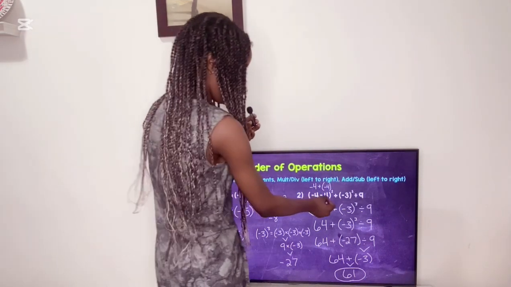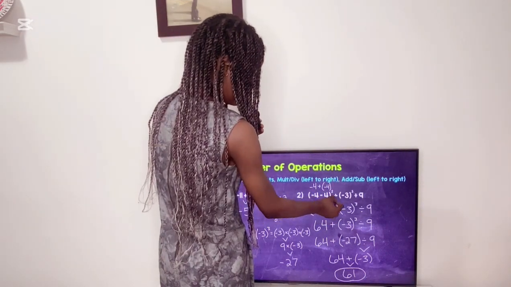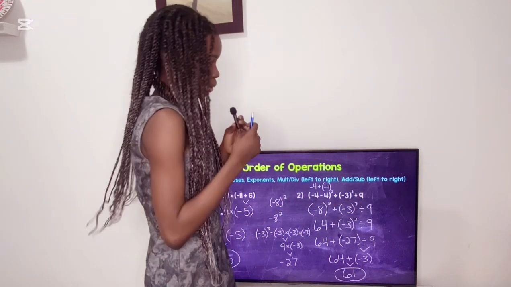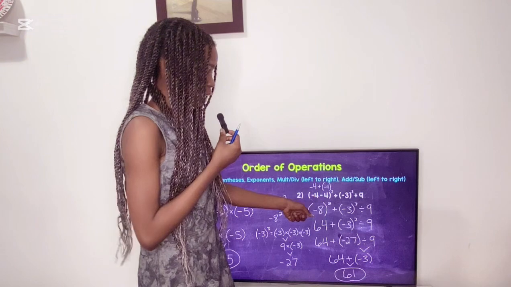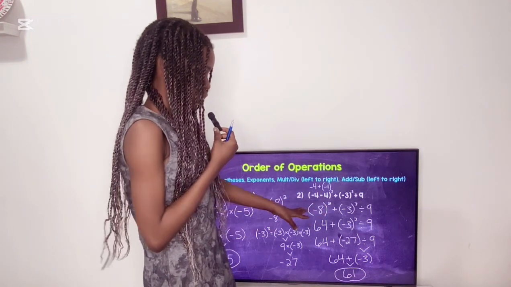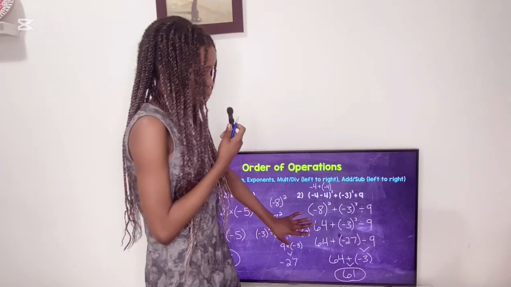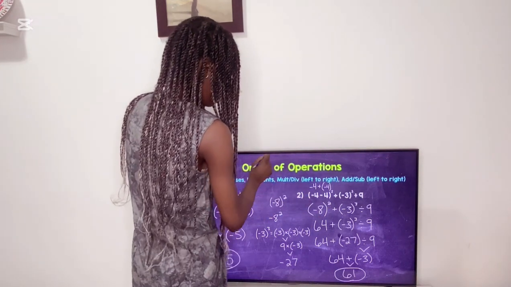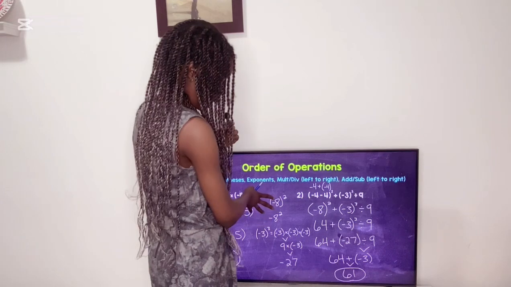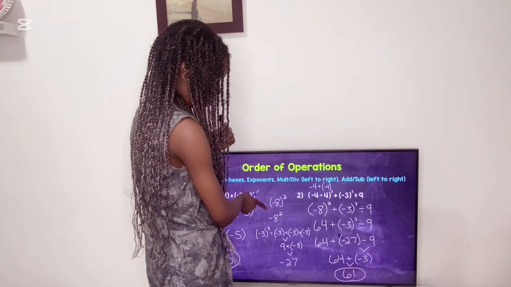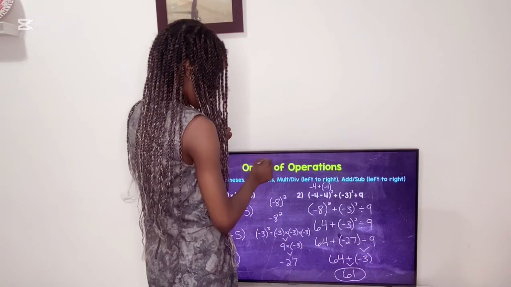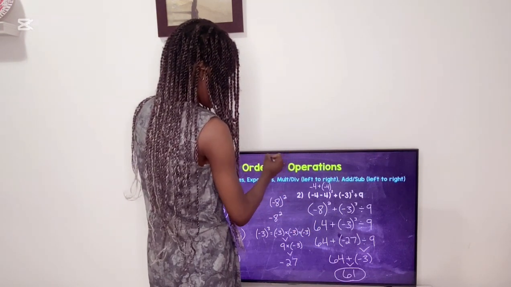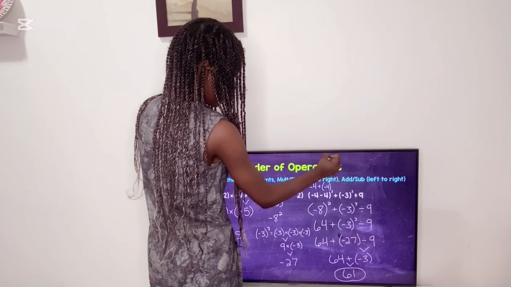Yes, we do. We have -8 raised to the power of 2, and we have a -3 raised to the power of 3. So we have two exponents, but which do we do first? We'll take this one first, -8 raised to the power of 2. The reason why we got 64 here is because we're doing -8 times -8.